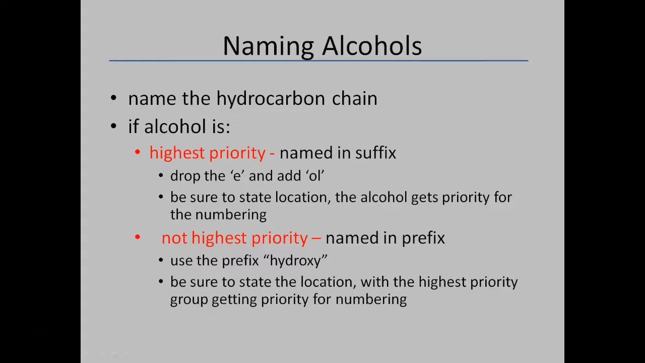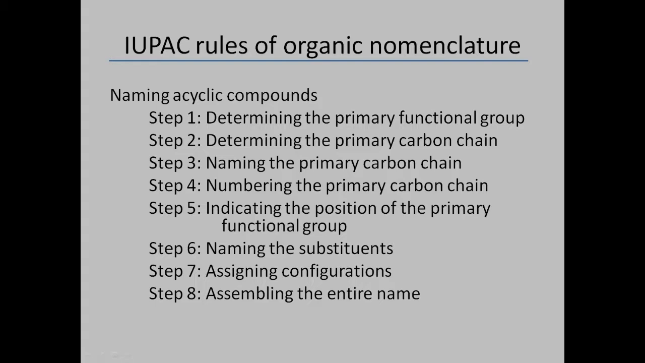Now, when we name an alcohol, if it's the highest priority, it gets named in the suffix, and we drop the E and add the suffix OL. If it is not the highest priority, then it gets named in the prefix. And we always have to state the location. If it's the highest priority, it gets priority in numbering. If it's not, then the higher priority group gets priority. So when we name, we want to determine our compound, determine our primary chain, number it, and go from there. So let's look at some examples.